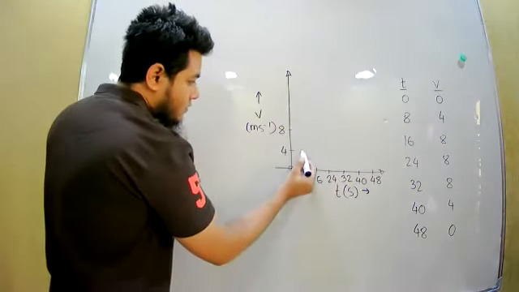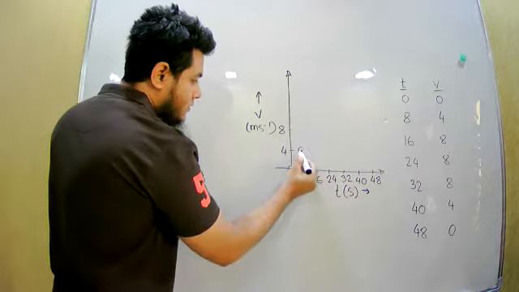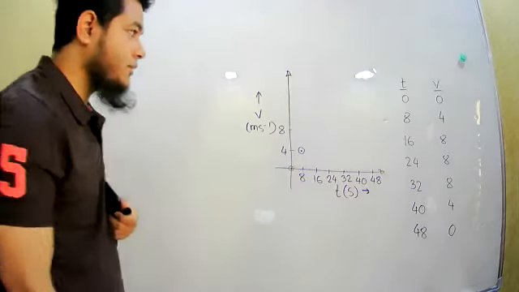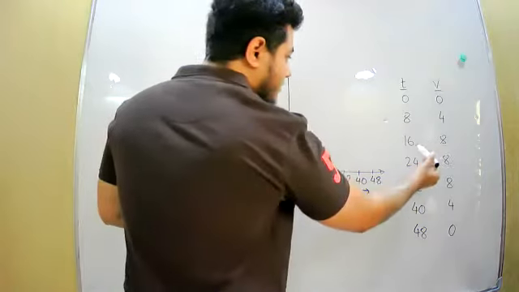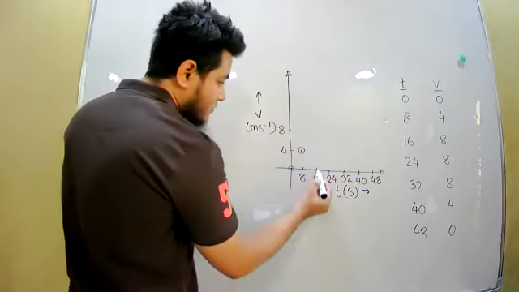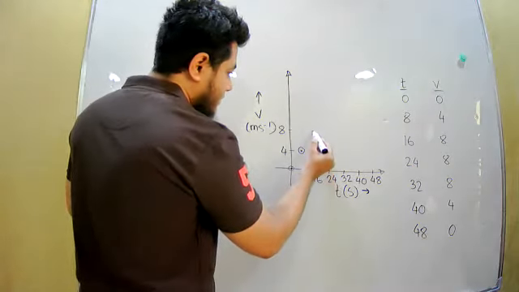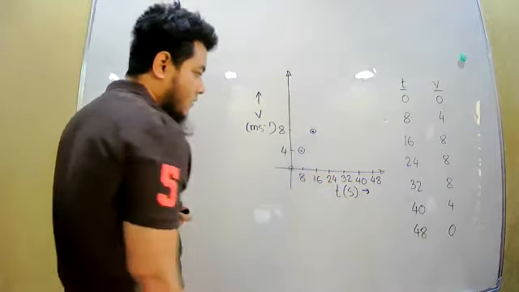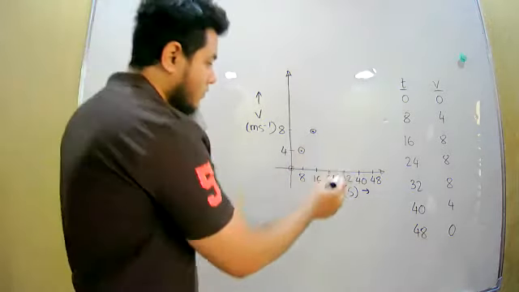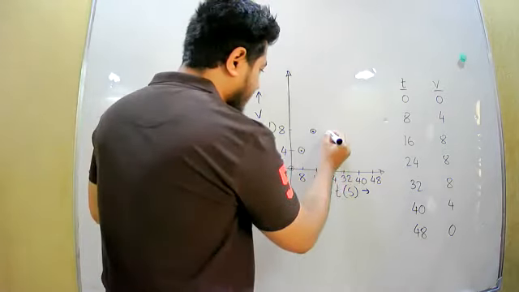So from here you will go. So this is your second point, right? And then third, 16, 8. So you come to 16 and then you rise to 8. Then for 24, again you rise to 8.